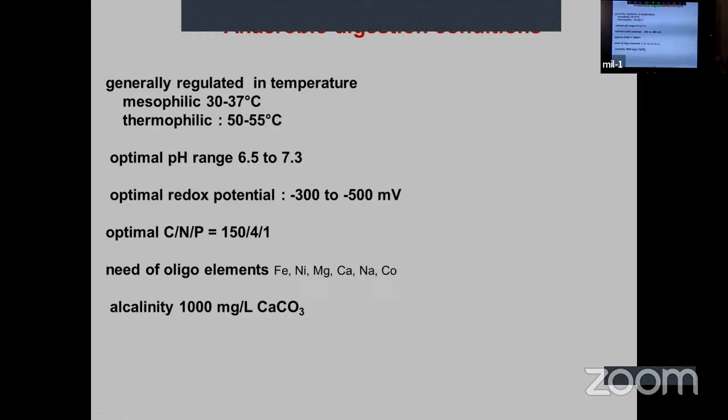You should also have a negative redox potential. That means the absence of oxygen. Ideally, the substrate composition ratio of carbon, nitrogen, phosphorus should be around 150, 4, and 1. The microorganisms will need some trace elements: iron, nickel, magnesium, calcium, sodium, and cobalt. And also the alkalinity in the digester should be around 1 gram per liter of equivalent calcium carbonate.